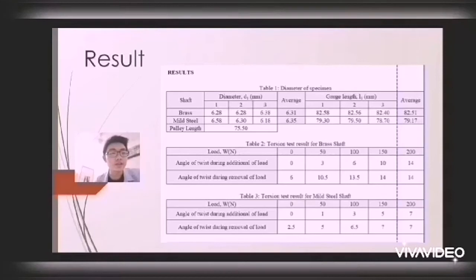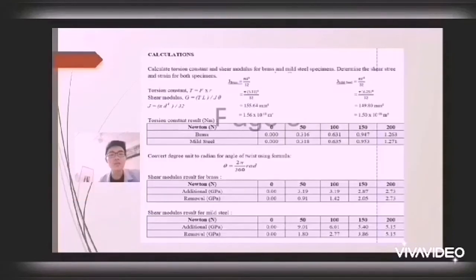Today I'm going to present the result and the calculation part of our experiment, the torsion test. First, we need to find the diameter and the gauge length of the specimen. We take the value a couple of times and get the average value to avoid parallax error. We also find the length of the pulley. Second, we find the angle of twist during addition of load and during removal of load. We use the load from 0 to 200 Newton, and it shows that the angle of twist increases while the load increases, and it also decreases while the load decreases.